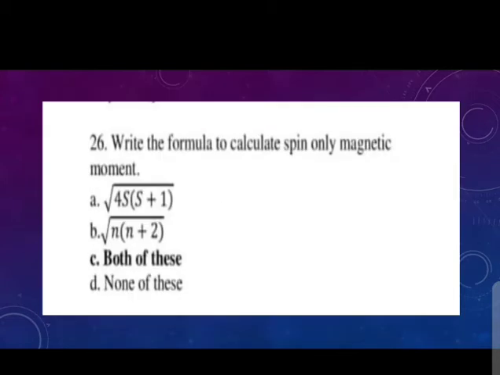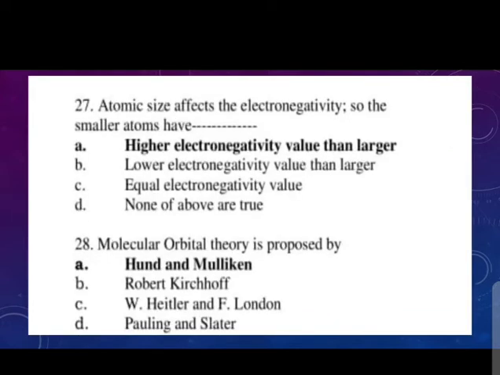Moving to our next question. Write the formula to calculate spin only magnetic moment. So our options are A. under root 4s(s+1), B. under root n(n+2), C. both of this, and D. none of this. So our correct option is C. Both of this: under root 4s(s+1) and under root n(n+2).